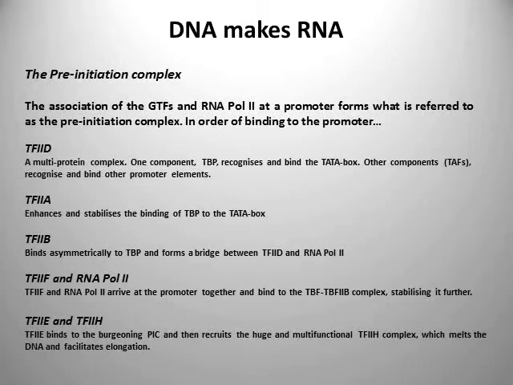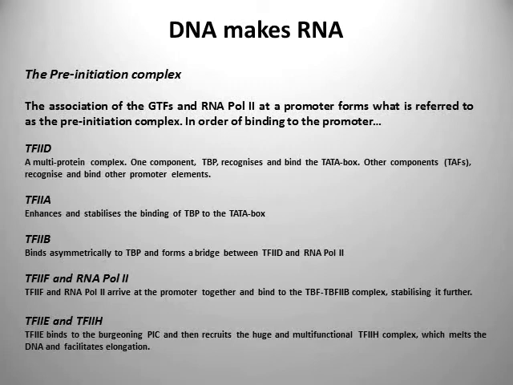So following binding of TFIIB, we then get recruitment of RNA polymerase, which comes in with another transcription factor called TFIIF. So these things arrive together. TFIIF and RNA polymerase II arrive at the promoter together, and they bind this TATA binding protein-TFIIB complex, which is formed at the promoter, stabilising it even further. Then the final parts of the pre-initiation complex to arrive are TFIIE and TFIIH. TFIIH in particular is interesting because it's another really huge multifunctional multi-protein complex in its own right.